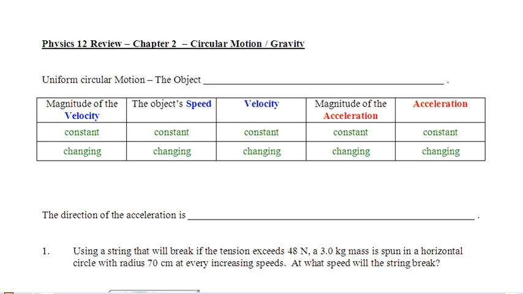This is the second video for our Physics 12 final exam review. This is the one where we're going to take a look at circular motion, or uniform circular motion, and also in this chapter we also looked at gravity. So uniform circular motion was new to us in Physics 12.